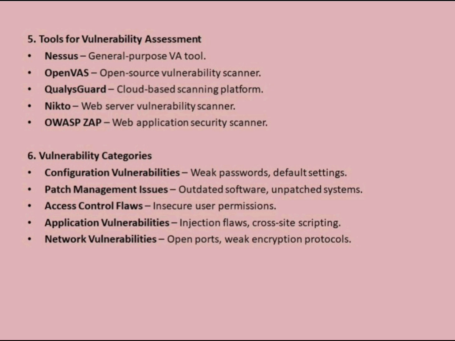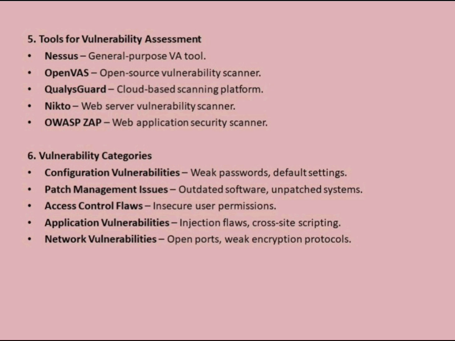OWASP ZAP, Zed Attack Proxy. This tool is mainly used for web application security testing. It checks for issues like SQL injection, cross-site scripting (XSS), and insecure APIs. Example: if a login form is vulnerable to SQL injection, OWASP ZAP will alert the tester. These tools are like security scanners that continuously monitor networks, applications, and databases to detect risks before attackers can exploit them.